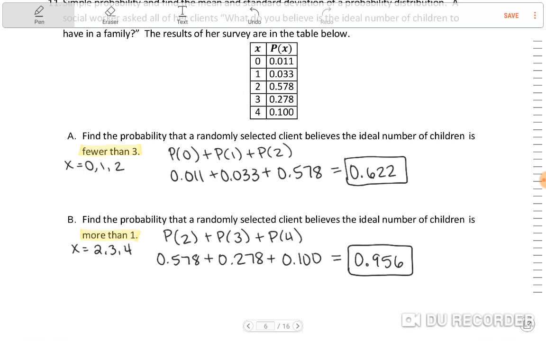There's a couple more questions about this table on the next page, I believe. Yes, there are. So we may have to come back and reference this page.